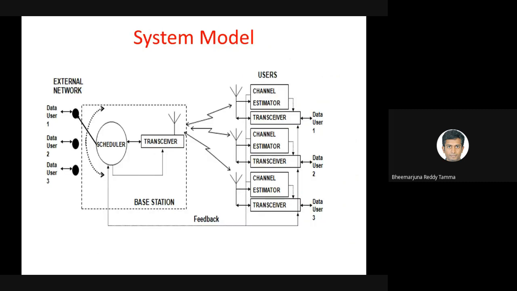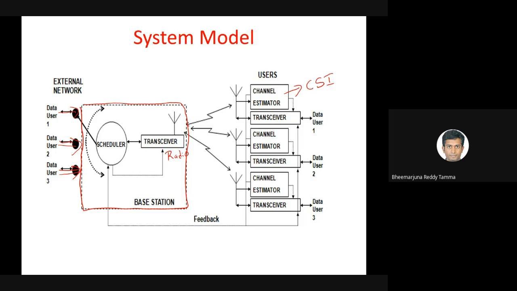At the high level, the system model for scheduling looks like this. On the left-hand side, this is your base station. It has the data of different users coming in downlink from the internet, and this is the radio. It wants to send the data by multiplexing over the radio. On the right-hand side, I have multiple users, where each user also has a radio and a channel estimator to measure the channel state information.